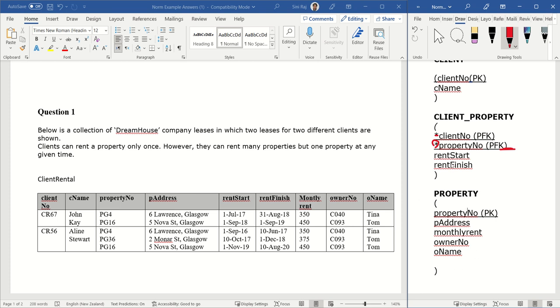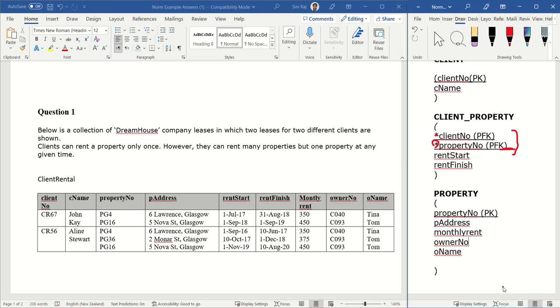And when you look here, rent start and rent finish are both fully functionally dependent on both the keys. That's the beauty of it. We require both the keys for determining rent start and rent finish, and client name is fully functionally dependent upon client number. So this is in 2NF. There are no partial dependencies in any of the entities.